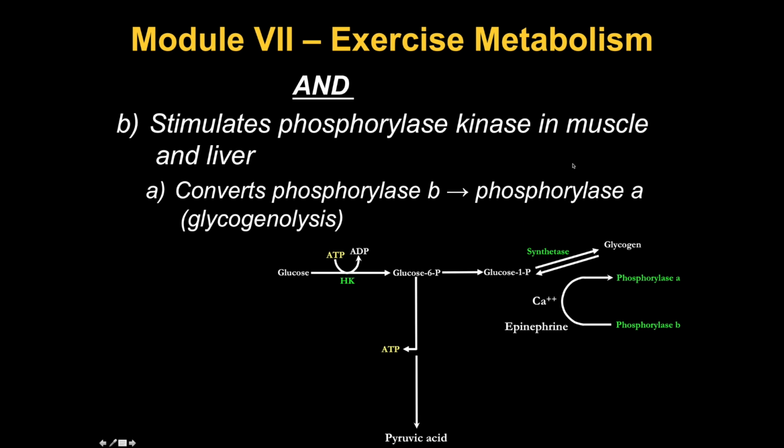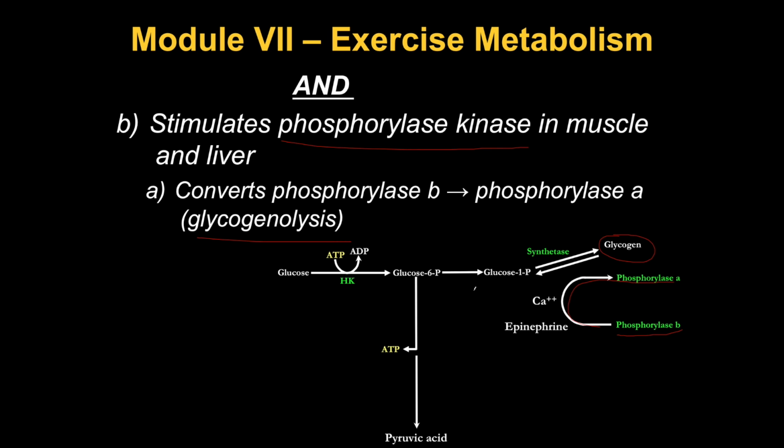So, remember that what we're talking about was all generated by epinephrine release. So epinephrine released those fatty acids into the bloodstream, and then they were transported into the muscle tissue. But that same epinephrine is also going to stimulate phosphorylase kinase. And if you recall, phosphorylase kinase is going to stimulate glycogenolysis. So we're going to convert phosphorylase B into phosphorylase A via phosphorylase kinase, which then is going to cause the release of glucose from glycogen.